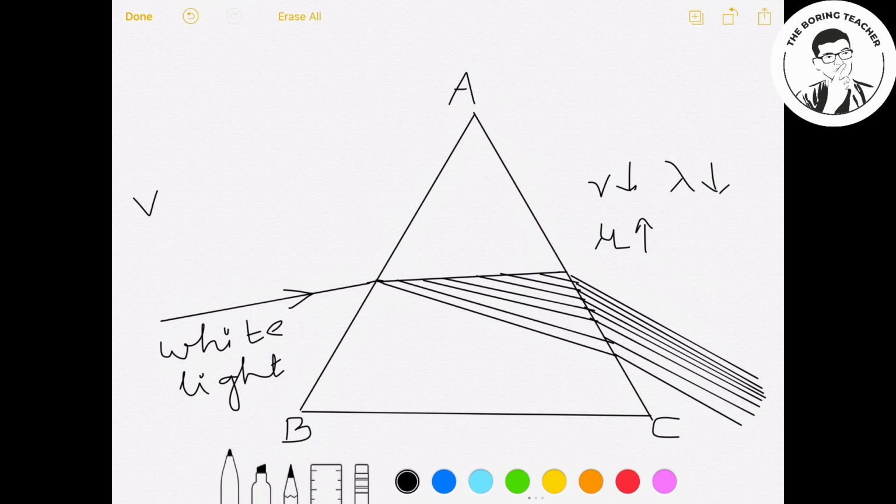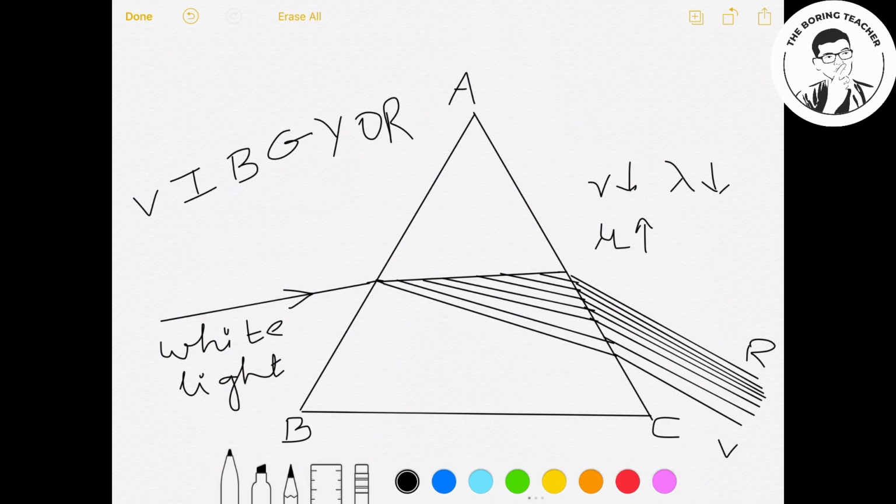We know it as Vibgyor: violet, indigo, blue, green, yellow, orange and red. So it starts with violet and then it goes till the red color. So we can see that the violet colored light is bent the most, that means it is deviated the most, whereas the red colored light is deviated the least. From this we can conclude that the velocity of the red colored light is more and the velocity of the violet colored light is very less.